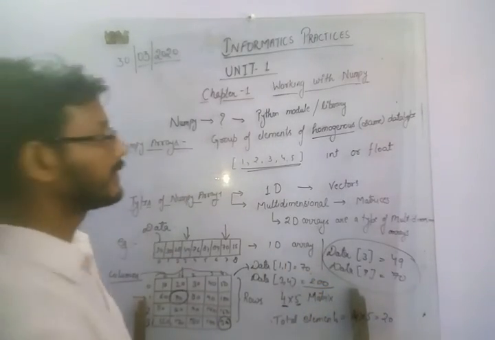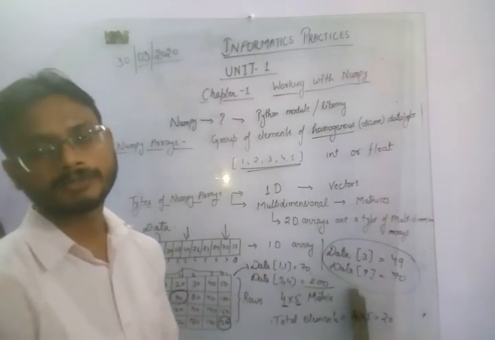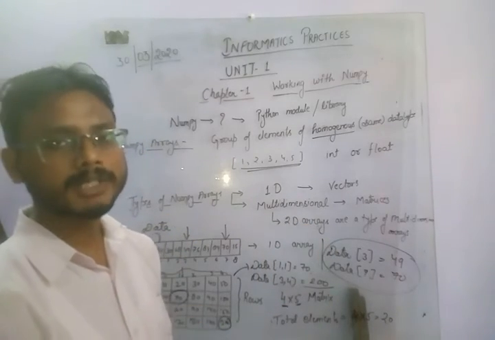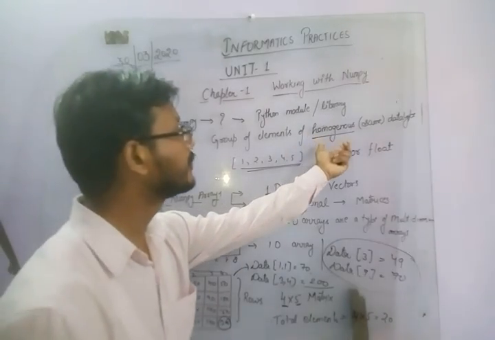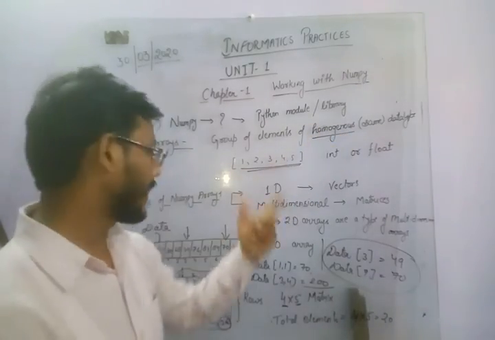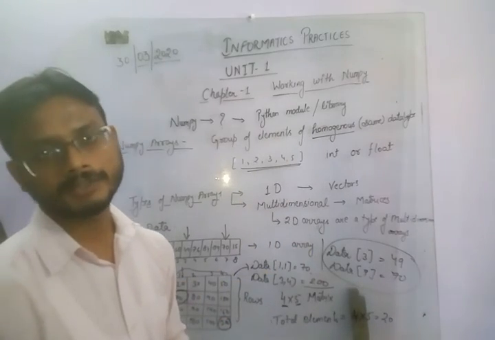So students, this is the introduction part of arrays, that is one-dimensional and two-dimensional arrays, and the most important thing is that the homogeneous data type is there and index values always start with 0.